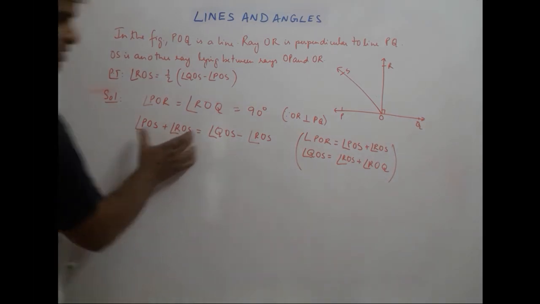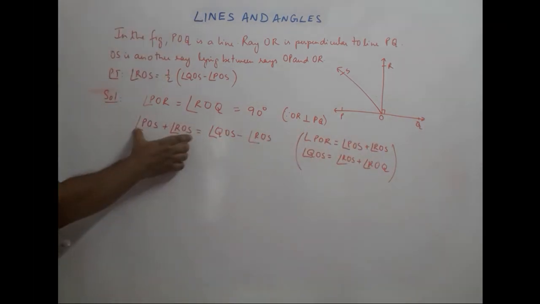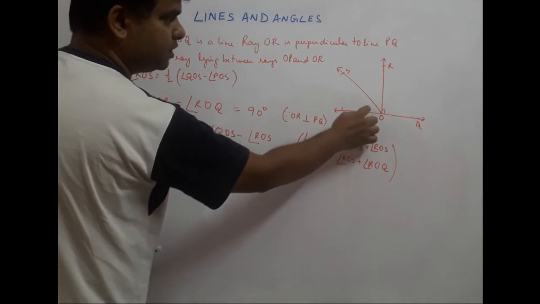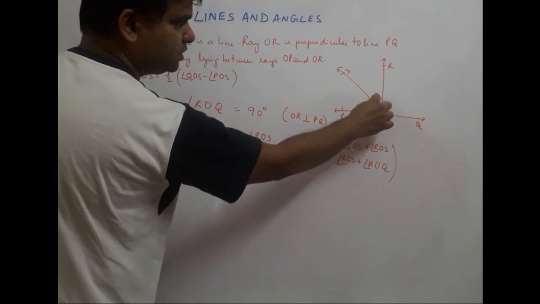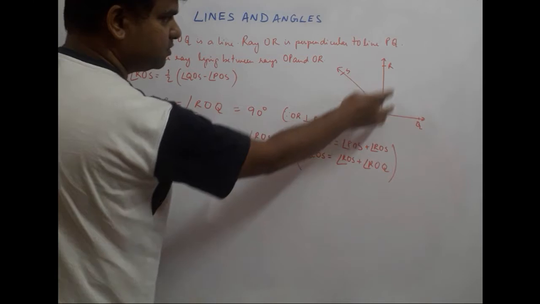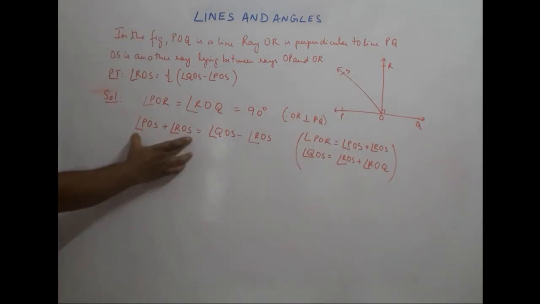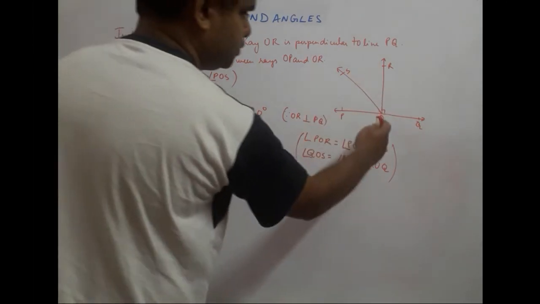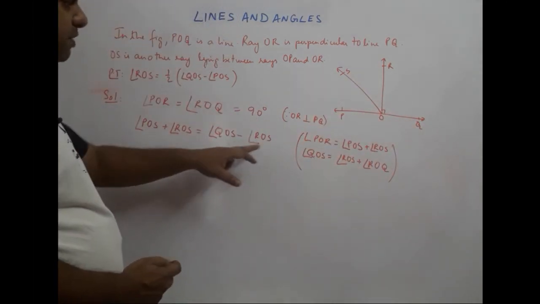You may have understood how we got this. So this entire angle I made equal to these two, because these two angles make up this entire big angle POR. So I replace POR with POS and ROS. But over here, in case of ROQ, I replaced it with QOS minus ROS.